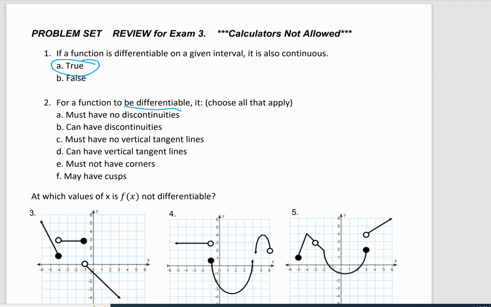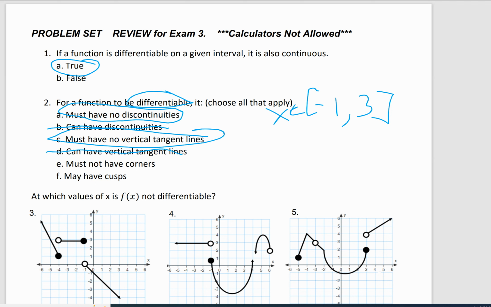Now, again, differentiability is a point-by-point thing, so it could be differentiable over an interval, -1 to 3, right? But wherever you're applying the word differentiable, you're saying it must not have any discontinuities. It may not have any vertical tangent lines. It must not have corners, and it may not have cusps. It can't have corners or cusps.